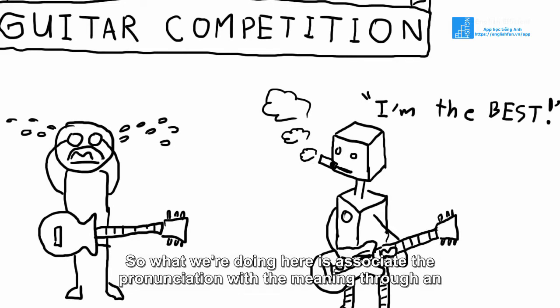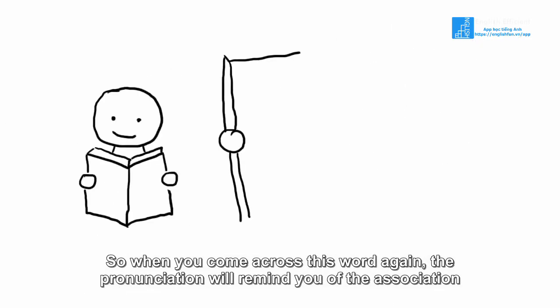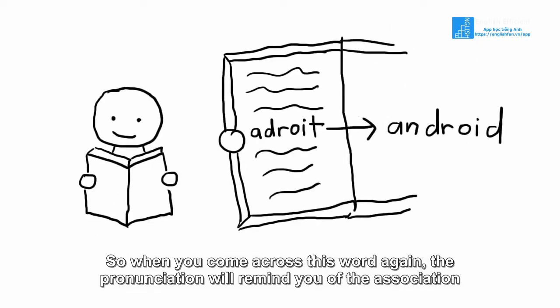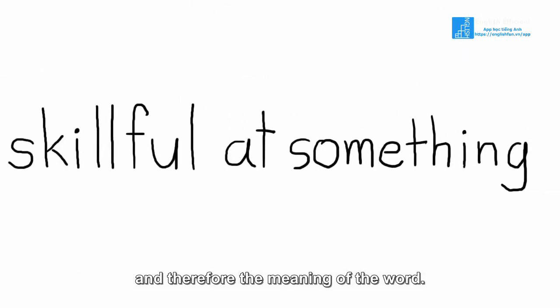So what we're doing here is associate the pronunciation with the meaning through an image or a story. We're creating an association between them. So when you come across this word again, the pronunciation will remind you of the association and therefore the meaning of the word. Let's take a look at one more example.